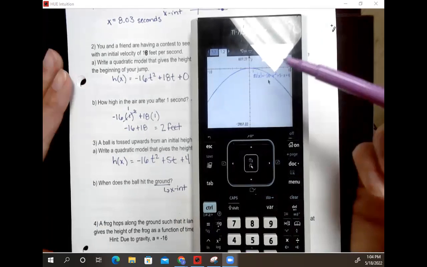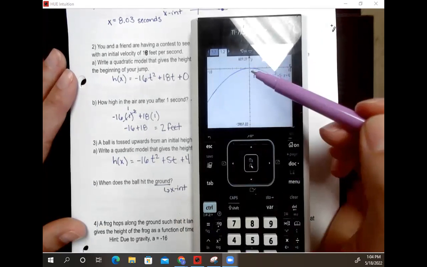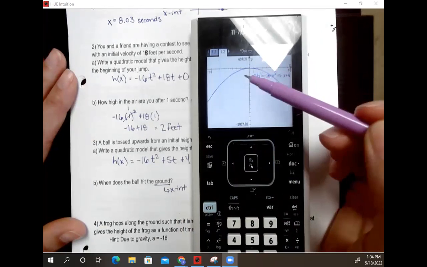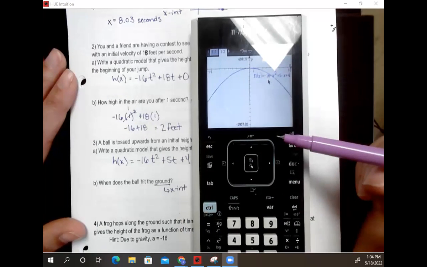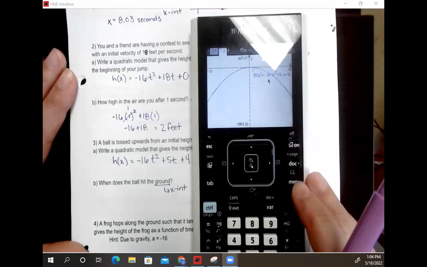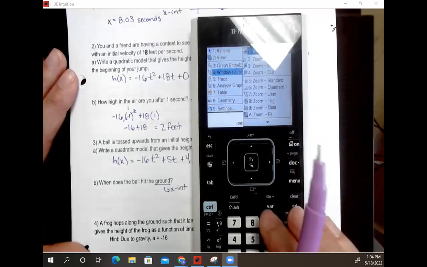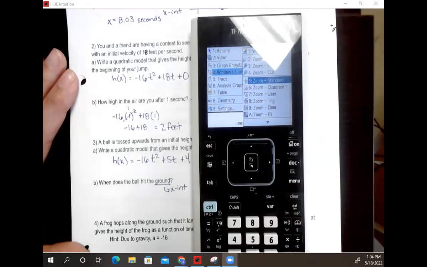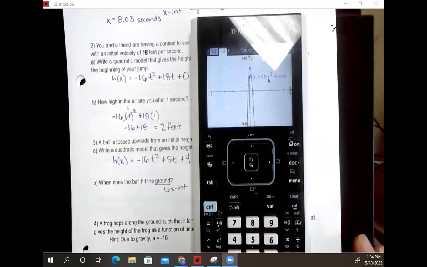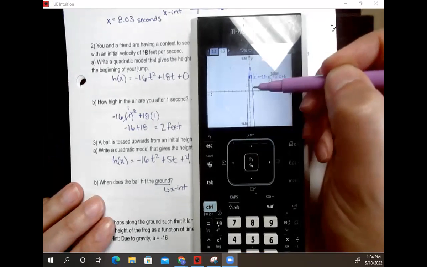And I want you to notice that my graph this time isn't great, right? I can't even really see. It looks like it just hits the x-axis. That's because this is still scaled for number 1. So if I want it to not be scaled for number 1 anymore, I've got to go to menu, down to window zoom, and then zoom standard will get us back to the original picture that our graph defaults to, okay?